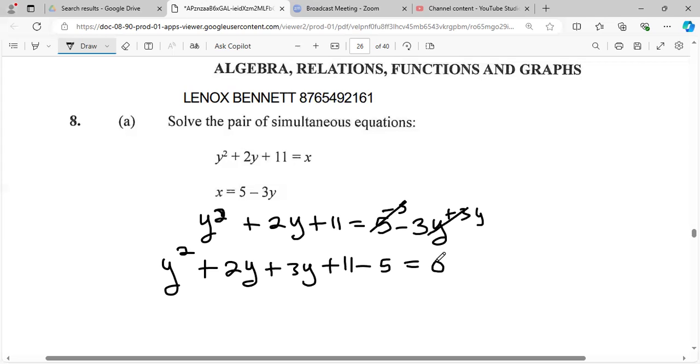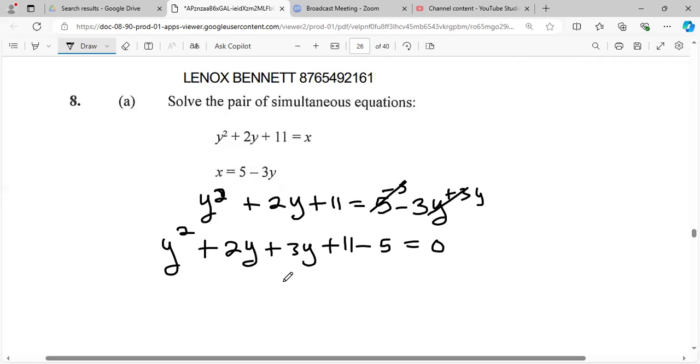Alright, cool. We can simplify now. So we have y squared plus 2y plus 3y. So as you can see, 2y plus 3y will give us 5y. And 11 take away 5 will give us 6. So you see, guys, it's comfy now, right?